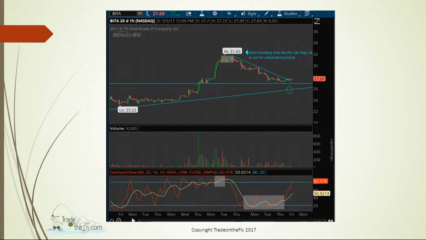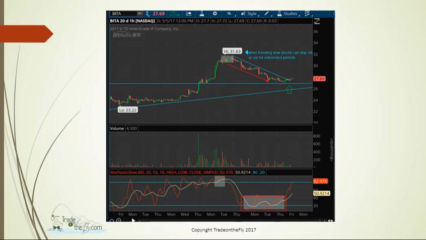Here's one more example I wanted to show you with BITA. Again, another example when a stock starts trending that the slow stochastic can stay overbought or oversold for extended periods of time. So in this example, BITA continues to trend lower in price, reaches oversold levels, and continues to stay at oversold levels. And you'll get some bounces along the way off of the bottom, but nothing meaningful.